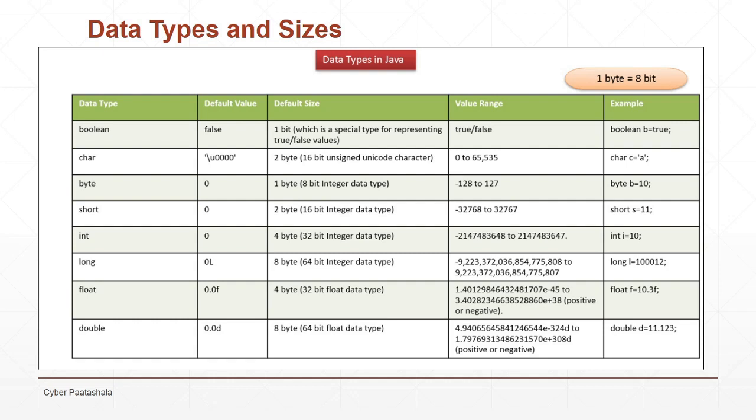Char c equals, inside the single quotes, a, and then a semicolon. Byte. We usually use the byte data type to declare smaller integers, and the default value for the byte data type is 0, and the default size for the byte type is 1 byte, which is nothing but 8 bits, meaning it can store 256 values, which is nothing but 2 power of 8, and the value range for the byte data type is -128 to 127. So here we have an example of how to declare a byte variable. Byte b equals 10.